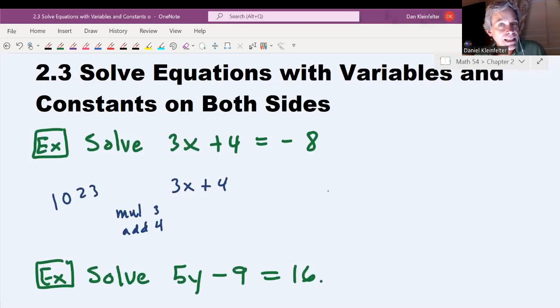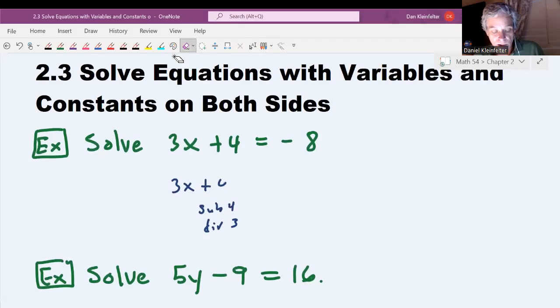In order to figure out the steps that you would take, you reverse those steps in reverse order. So to undo the addition of 4, you'd first subtract 4. And then to undo the multiplication by 3, you would divide by 3. Okay, so that's the plan. We're going to reverse the order of operations in reverse order.